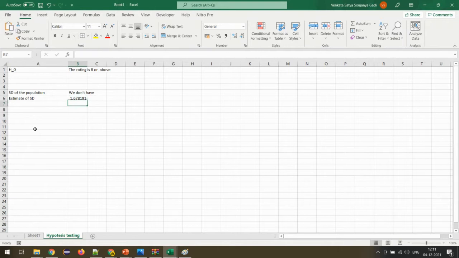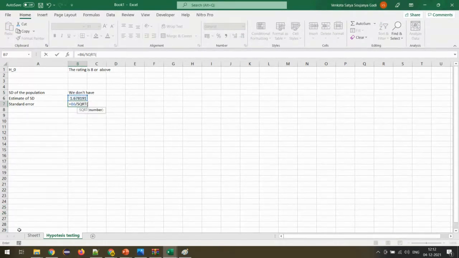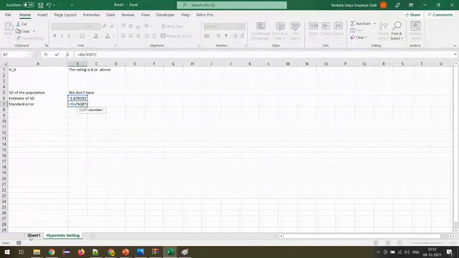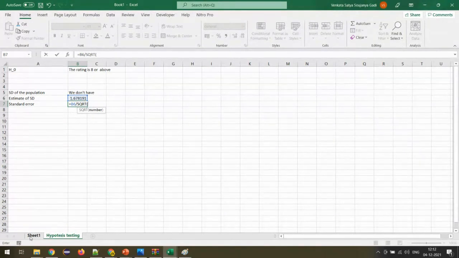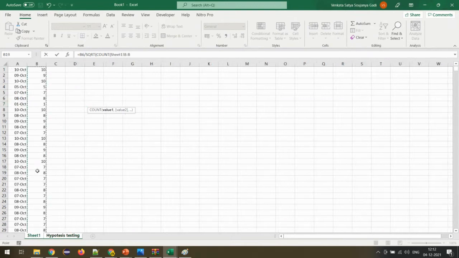Okay, so what we want is the standard error. Standard error is equal to the standard deviation divided by the square root of the total number of samples, I mean the sample size, the number of elements available in that sample. We can use count to count that. We count all of them.